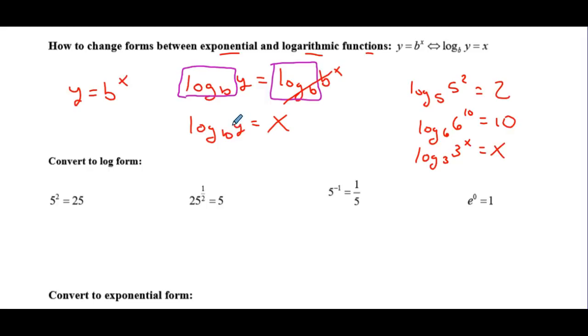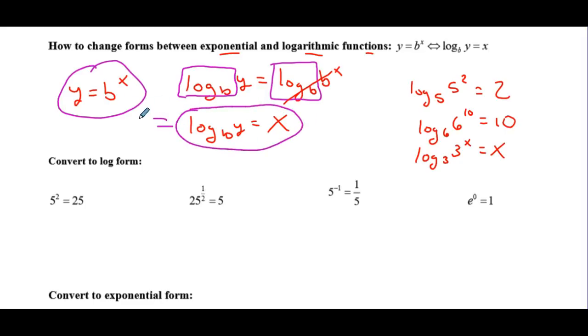Now the y is in the x position and the x is in the y position. Now these are not inverses of each other. It's just rewriting into log form. These two things are actually equal to each other. This expression here is the same as this expression, right? They're equal to each other. They're equivalent. They're just written in different forms.